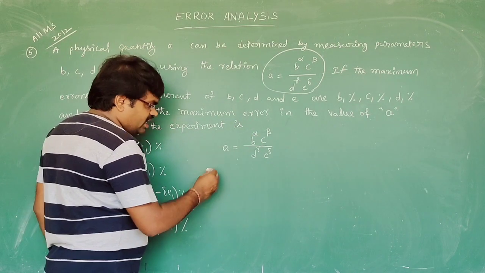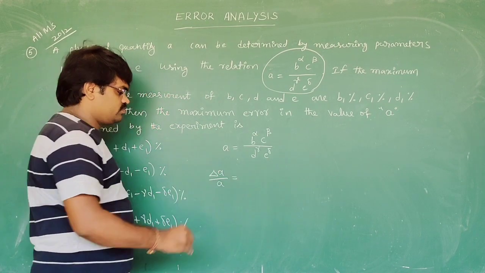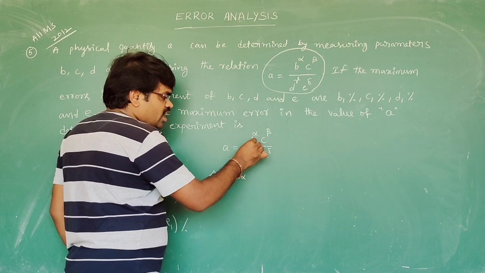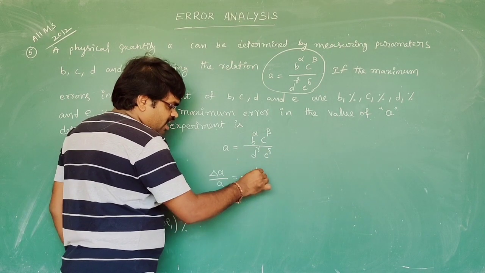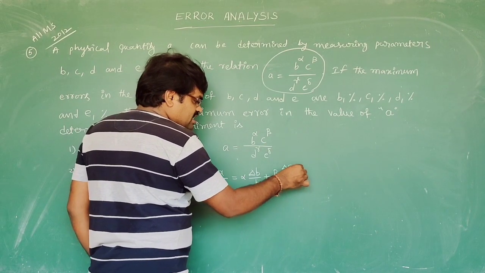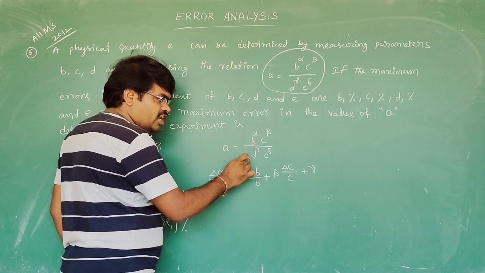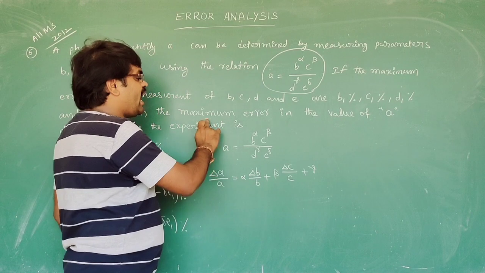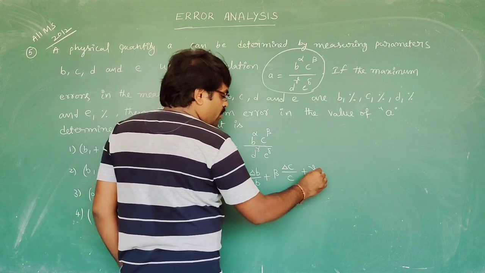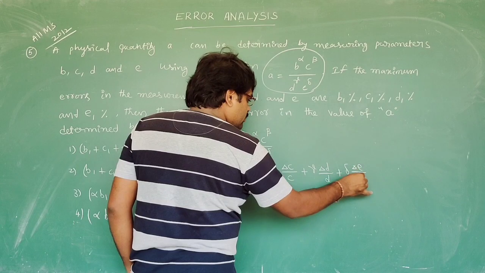That formula we can write here: delta A by A is equal to alpha into the absolute relative error delta B by B plus beta into delta C by C plus gamma into delta D by D plus delta into delta E by E, because in the denominator also we are calculating a maximum error. That's why the errors always add.